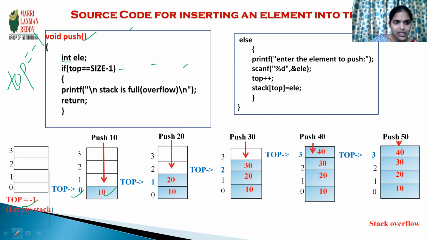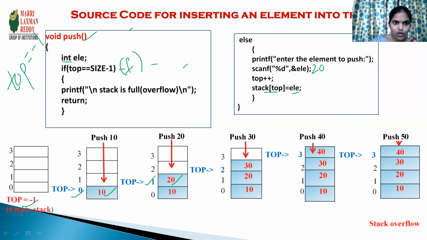Now again I'm checking, is stack full? No, the condition is false. So I'm going for the else part. Here I'm reading the value 20. Top is incremented from 0 to 1. Again at stack of 1, I'm inserting the value 20. So 20 is inserted here.